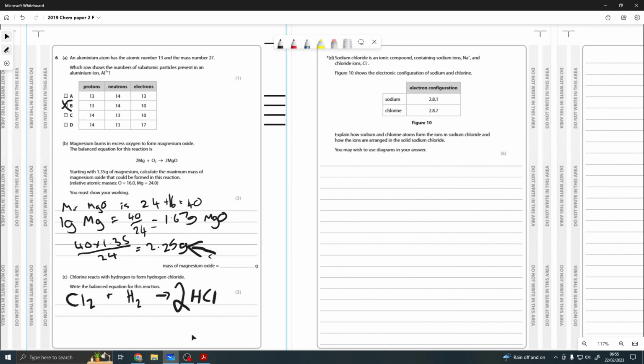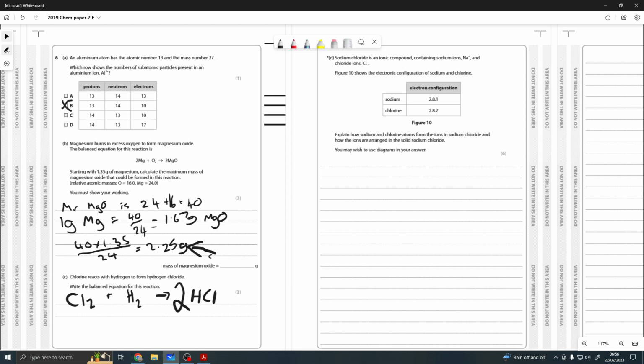Anyway, let's carry on. So, now the last one, this is your big 6 mark long extended answer one. Sodium chloride is an ionic compound containing sodium ions, Na+, and chloride ions. Figure 10 shows the electronic configuration of sodium and chlorine atoms. So those are the atoms, the elements themselves, not the ions. Explain how sodium and chlorine atoms form the ions in sodium chloride and how the ions are arranged in solid sodium chloride.